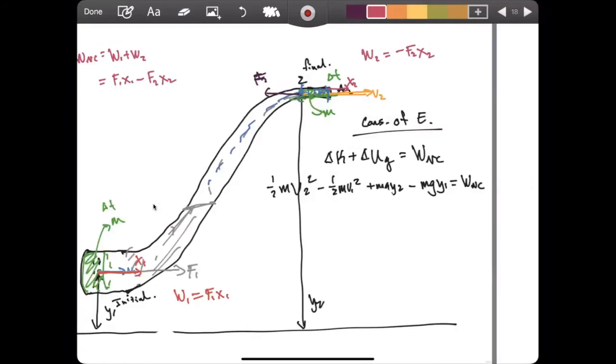So now putting that into our conservation of energy, this says that 1/2 the mass times the final velocity squared minus 1/2 the mass times the initial velocity squared, plus the mass times g times y2 minus the mass times g times the height y1, is then equal to F1 x1 minus F2 x2.